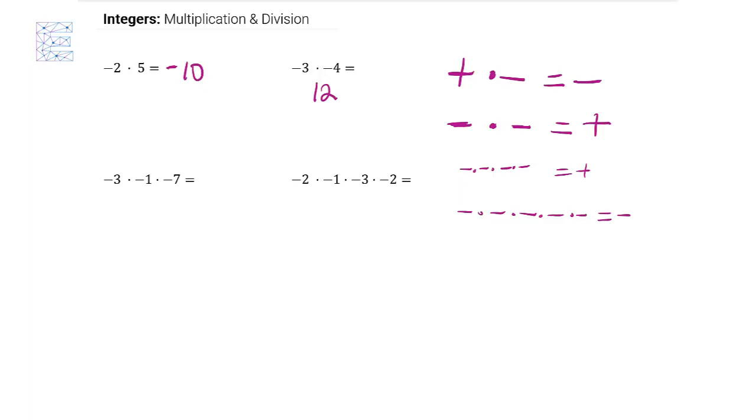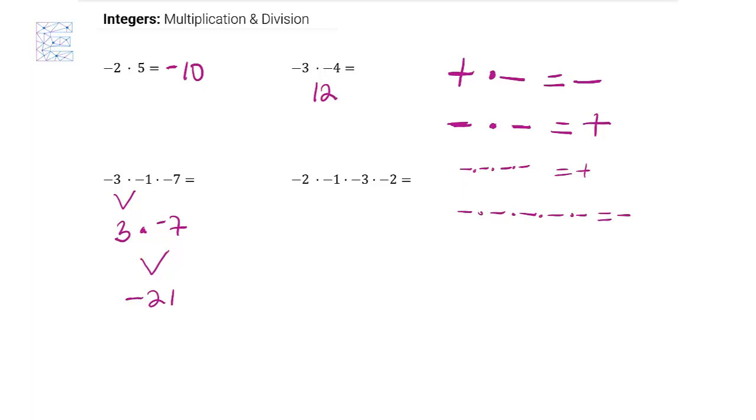Third question, we have 3 negatives. So by the rule we just talked about, we know an odd number of negatives will be a negative. But let's see why that actually happens. So let's go in order. Negative 3 times negative 1 is positive 3. And then I'm just going to bring down the negative 7. And then we'll see that the negative 3 times the negative 7 is negative 21.